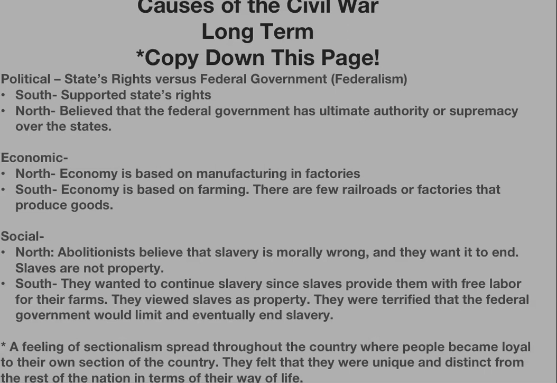Now, another issue that was really a potential conflict at this point in history was economic issues. And the economy in the North versus South had been long divided for a long period of time. In the North, the economy was based on manufacturing. The vast majority of Americans had jobs in factories.